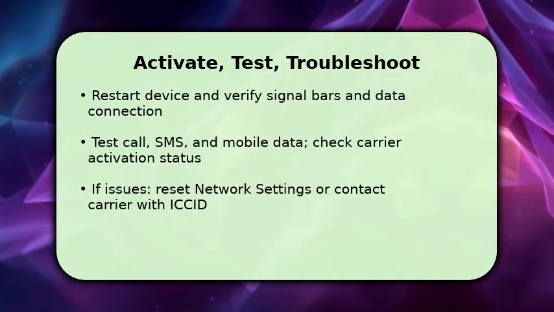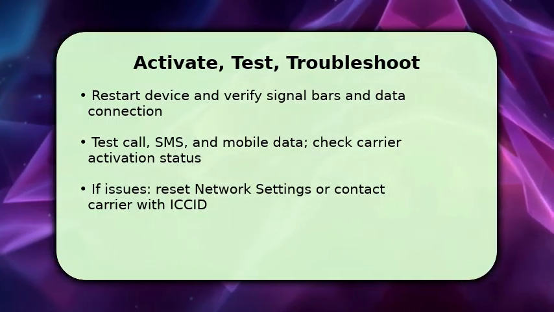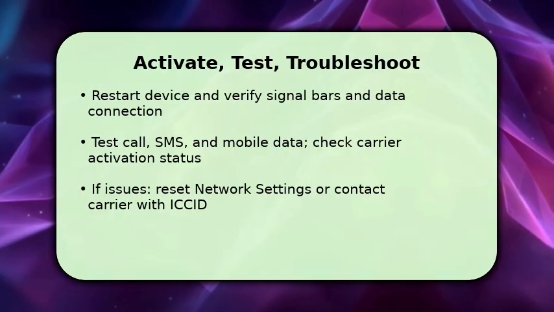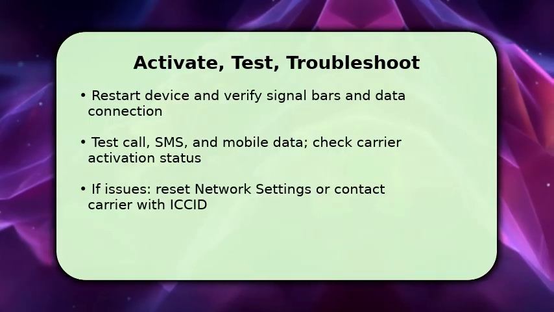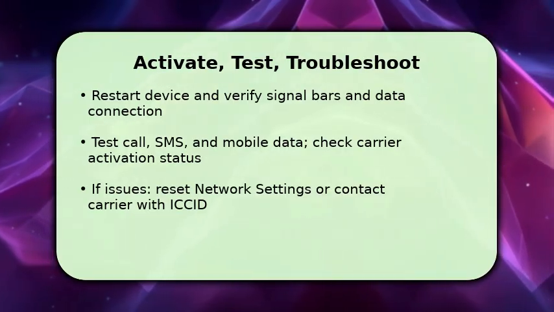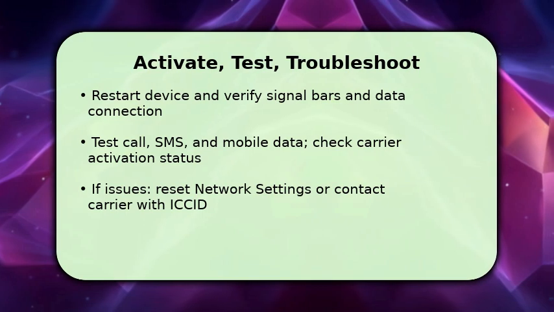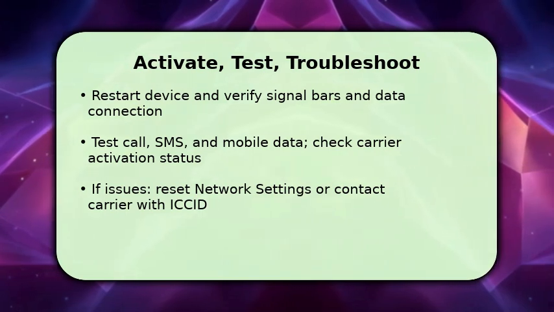This forces re-registration. If problems persist, reset network settings or contact your carrier with the eSIM EID and activation code because they can push the profile server side. That single troubleshooting move resolves most activation failures quickly.